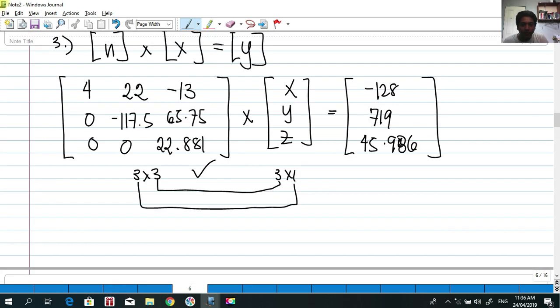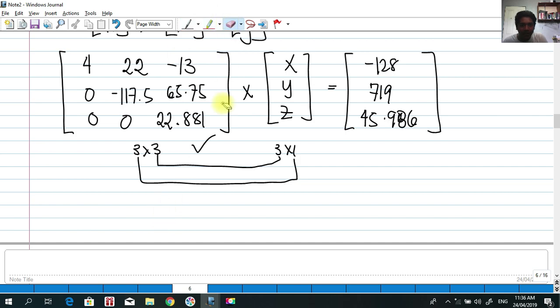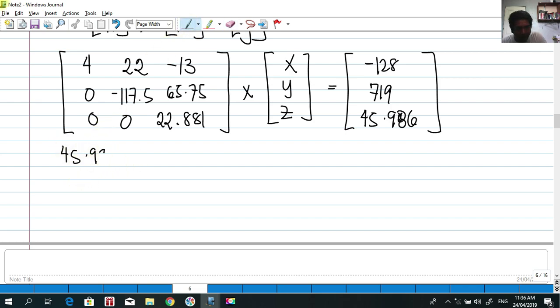So how are we going to do that? First, we're going to solve for z because that's the easiest one. So what we are going to do is simply multiply it again. You have seen it a while ago. So we have to get z. 45.986 is simply equal to, this is row 3 column 1, row 3 times the column. X times 0 is 0. 0 times y is 0. Plus 22.881z. Okay, we need to get z. In order to get z, we have to divide 45.986 by 22.881, and we get approximately z equal to 2. Okay, and that should be our answer, approximately equal to z.